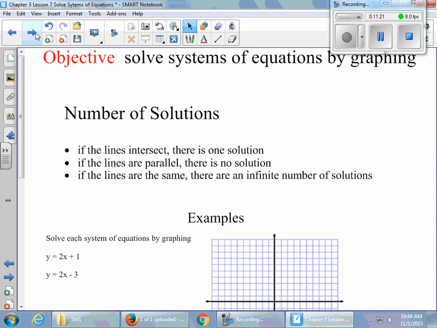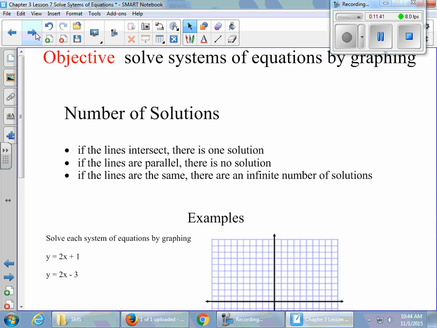What happens if our lines are parallel? Lines are parallel, that means they don't intersect. It means there is no solution. There is no crossing point. And what happens if the lines overlap? They're right on top of each other. That means there's an infinite number of solutions. That means every point along that line is a solution.